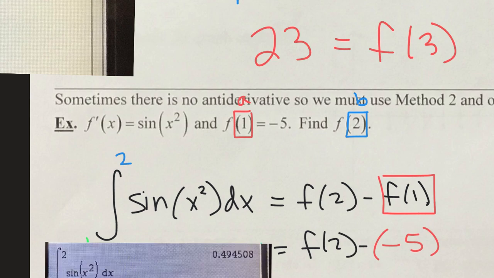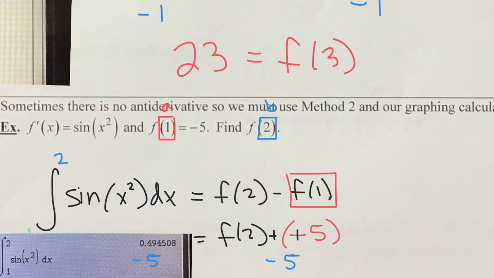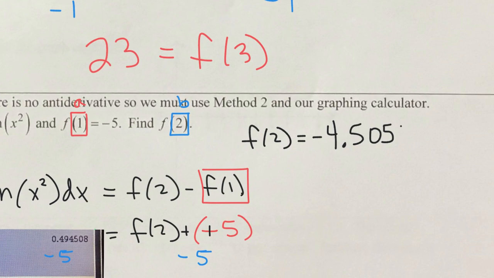Okay, so 0.494508 is that integral. Minus a minus is a plus, so when I want to solve this for f2, I'm going to subtract 5 from both sides. Okay, so I get f sub 2 being -4.505, and then my other decimals are 4 and 9. But you can truncate to the third decimal. You don't have to worry about rounding or anything. That is a perfectly good answer for AP Calculus.